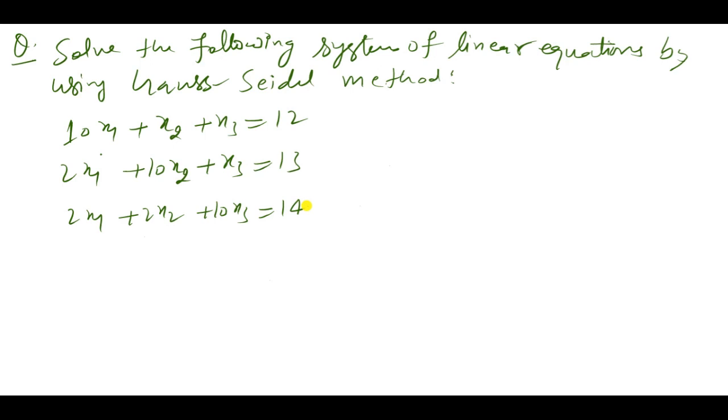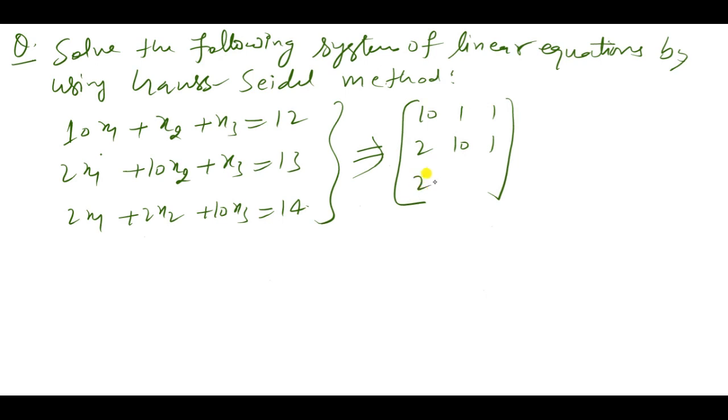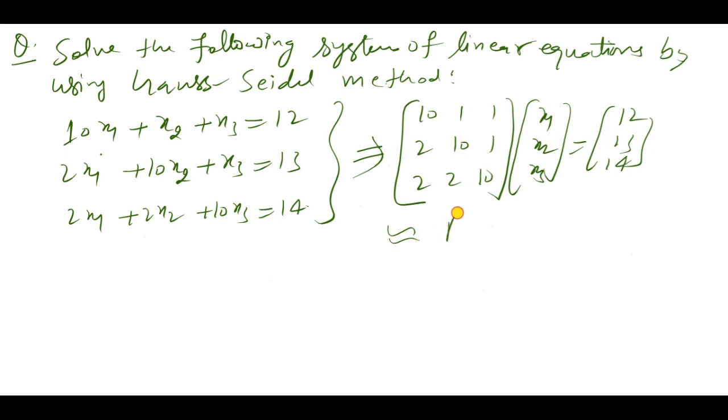So, here this is a system of linear equations in 3 unknown variables x1, x2, x3, and we can write this system of linear equations in matrix form as [10 1 1; 2 10 1; 2 2 10] [x1 x2 x3] = [12 13 14]. That is, this matrix form is Ax = b. So, here A is the coefficient matrix, x is the unknown matrix, b is the constant matrix.